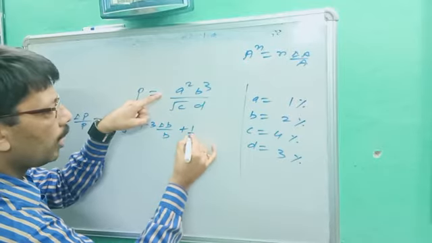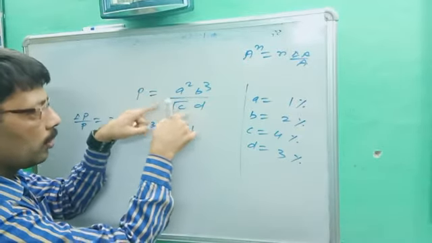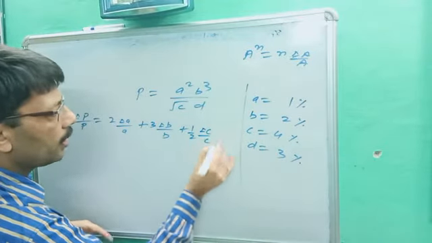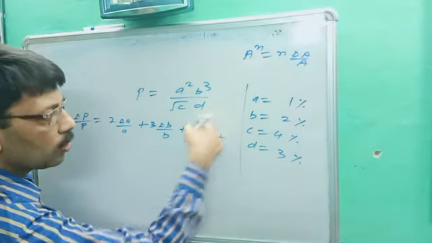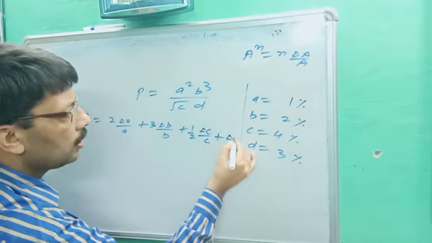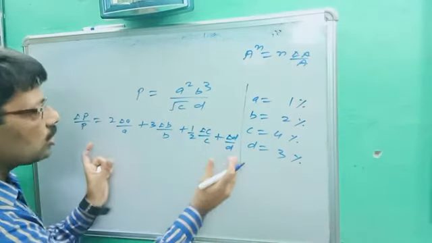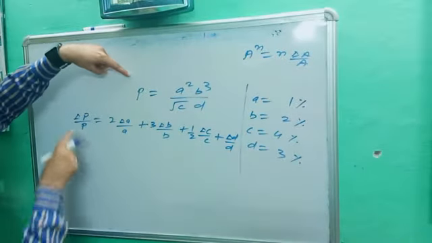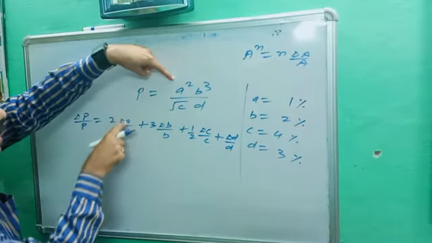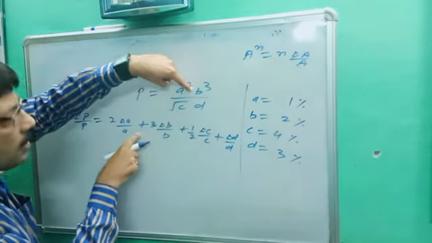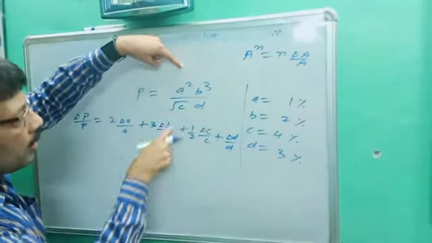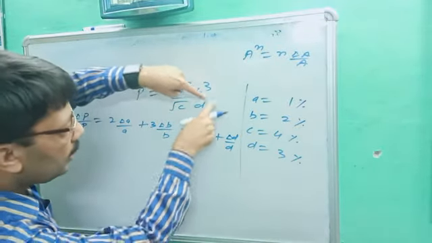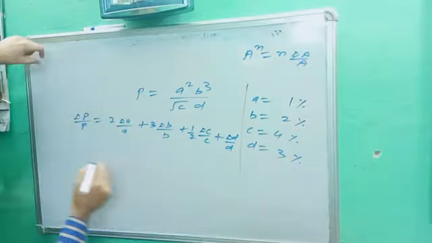Root c: 1 upon 2 power, that is 1 by 2, so n will be 1 by 2. What we get? 1 by 2 del c upon c, and again plus, division will go in plus. d could be written as del d upon d. This is the main point. This is the formula for the given quantity. Once again, del P upon P is equal to 2 del a upon a, multiplication means plus 3 del b upon b, division means plus 1 upon 2 del c upon c, and again division will be plus del d upon d. Now we put the values for this.